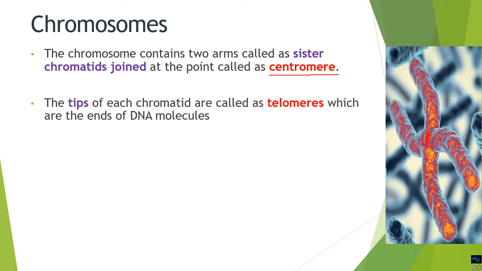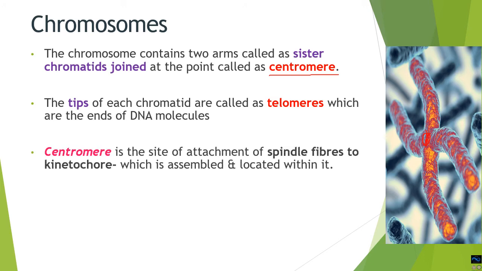So the tips of these chromosomes are called telomeres, and they make up the ends of the DNA molecule. And the centromere is usually the site at which the spindle fibers are attached to the kinetochore. This central point of the centromere is called the kinetochore, and this is the area where the spindle fibers are attached during the metaphasic separation of cell division, and hence they represent a specific area within the chromosome.